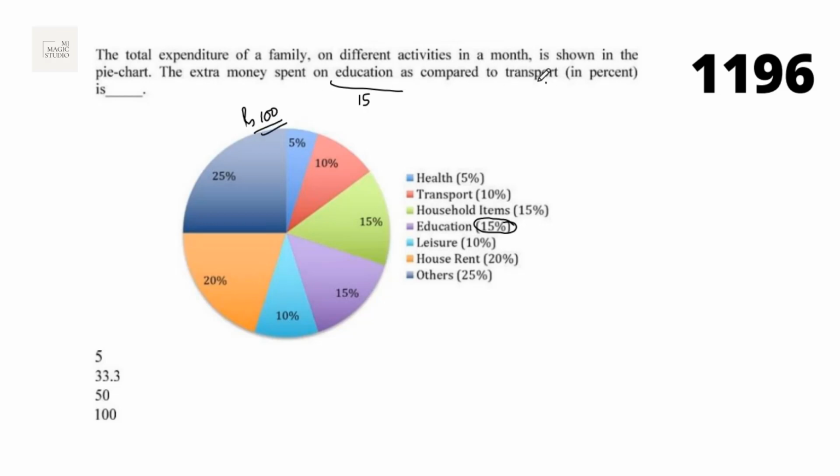As compared to transport, which is 10. So extra money on education as compared to transport, the absolute difference is 15 minus 10, that is 5. Now that needs to be divided by the one after "as compared to", that is transport, so divided by 10, and we need the answer in percentages, that would be 50%. So extra money spent on education is 50% more than the money spent on transportation. Answer is C, 50.